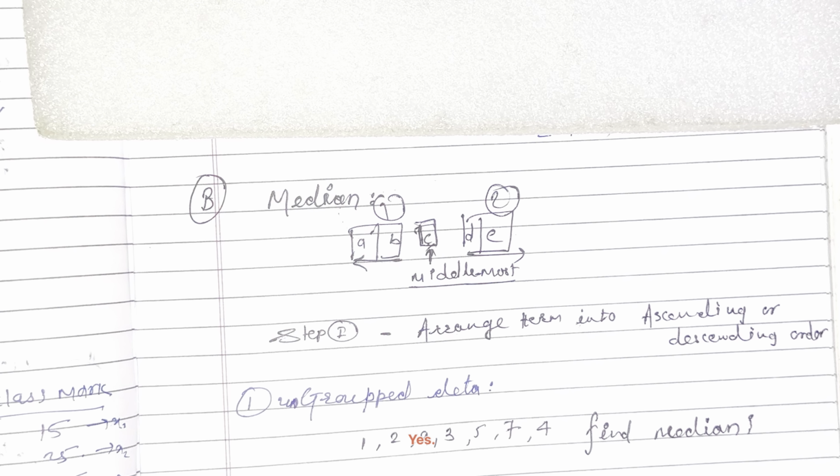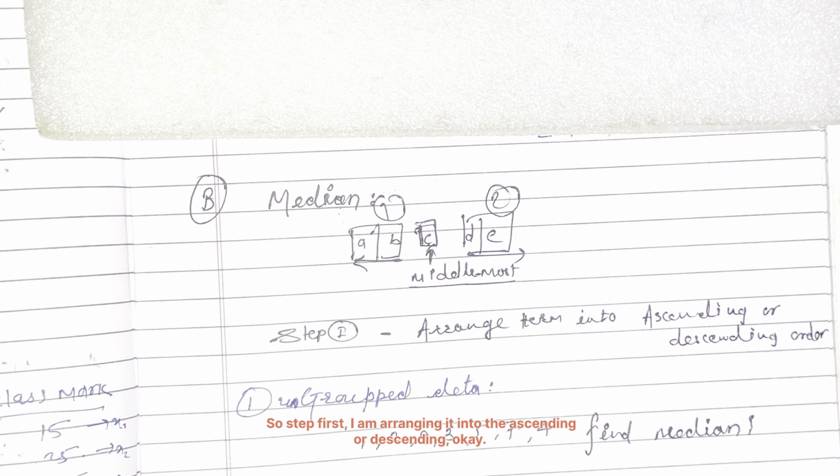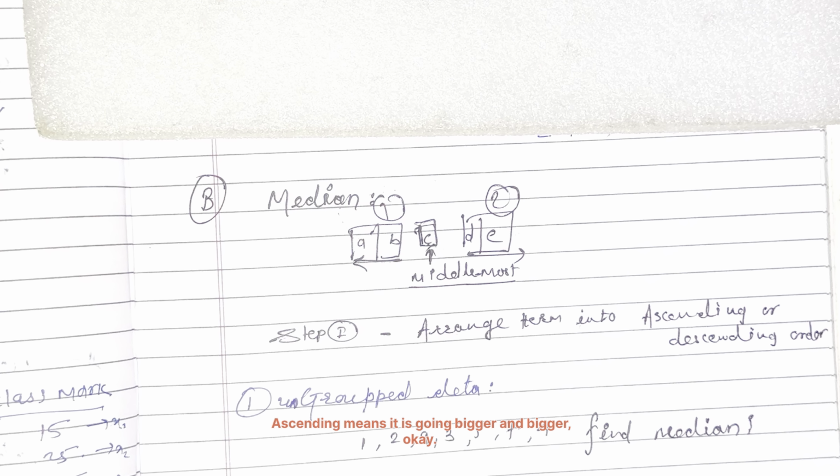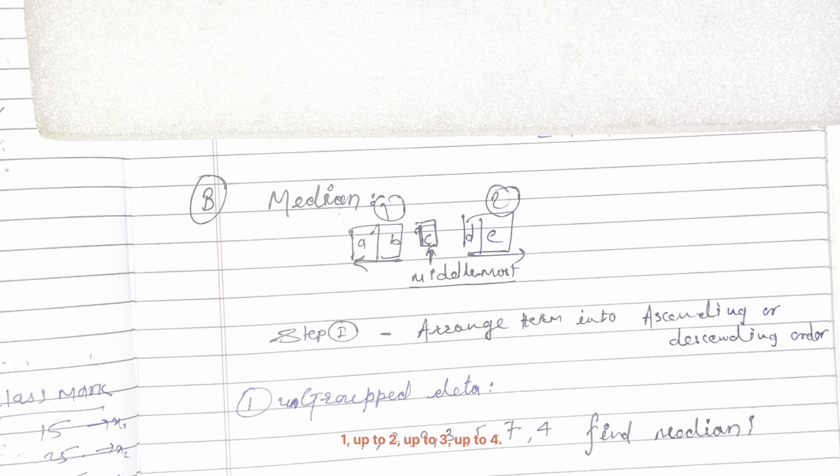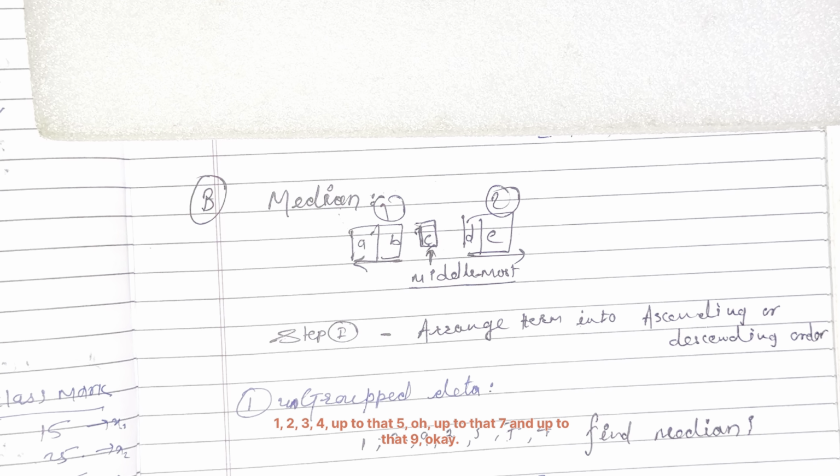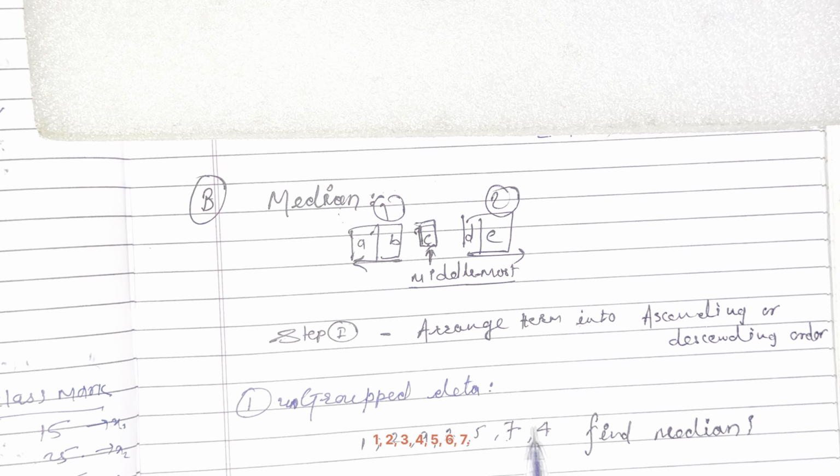So in step one I'm arranging it into ascending or descending order. Descending means going smaller, ascending means going bigger and bigger. I'm taking ascending, though you can take anything: 1, 2, 3, 4, then 5, then 7, and then 9. Count carefully: 1, 2, 3, 4, 5, 6, 7, a total of 7 observations.